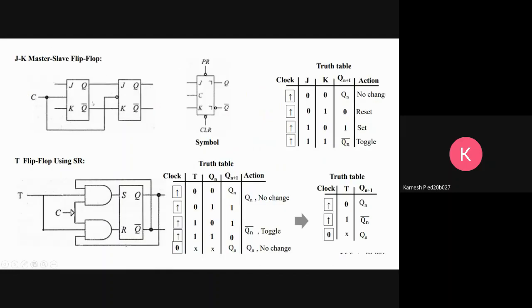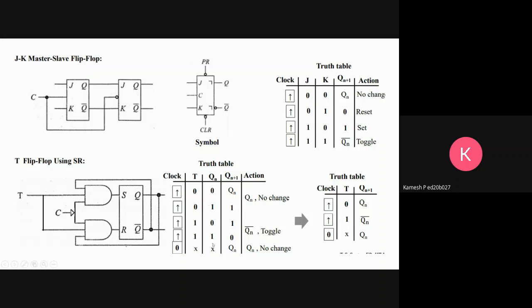JK master slave flip flop. Here there are two flip flops, which are of JK flip flop type, and here you will get the same result as previous. Like when there is a 00 condition, then Qn is equal to no change. 01 condition, reset, you will get 0. When J is equal to 1, Qn plus 1 is equal to 1. J is equal to 0, and Qn plus 1 is equal to 0. 11 condition, there is a toggle.